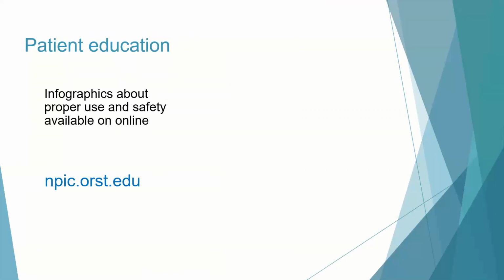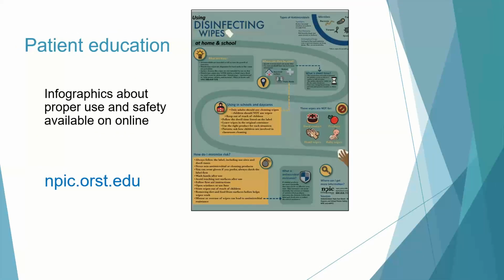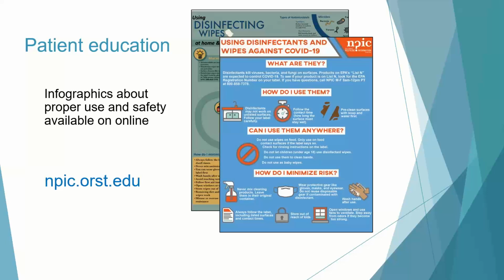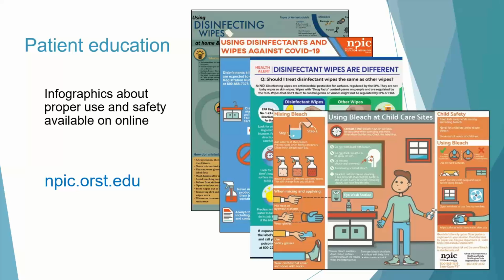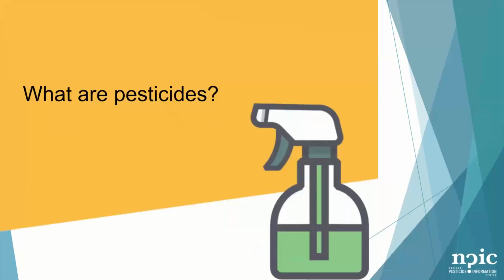And you can just pull up all those infographics. We also have some infographics, and here's a smattering of our disinfectant safety infographics, which have been a hot topic over the past few years, including things like using bleach in childcare centers, effectively using disinfectants against COVID-19, and disinfectant wipes versus other wipes. And these are all available online as well.